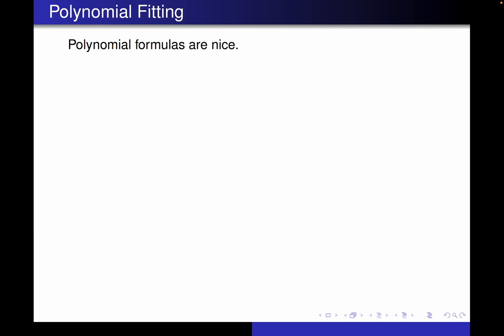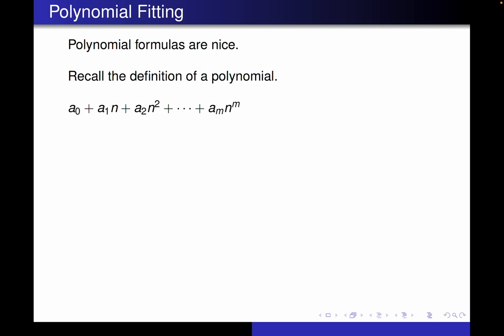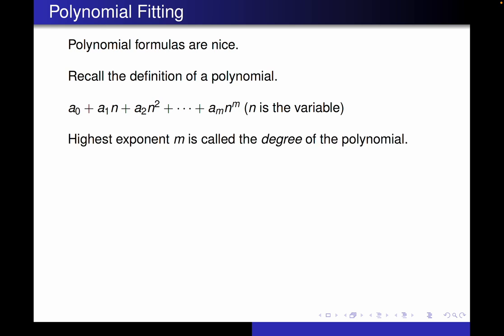So one of the nice closed formulas is a type of formula called a polynomial, something that you may have seen in your algebra class. The definition of a polynomial looks like some constant plus some constant times n plus some constant times n squared, all the way up to some constant times n to the m, where m is some number. Now here, n is the variable. We're used to thinking about x as the variable, but here n is the variable since we're dealing with sequences. The highest exponent of a polynomial is called the degree. In this case, that is represented by m in the expression above.